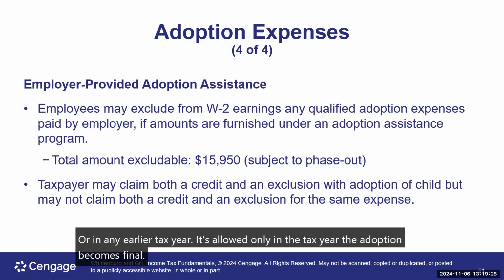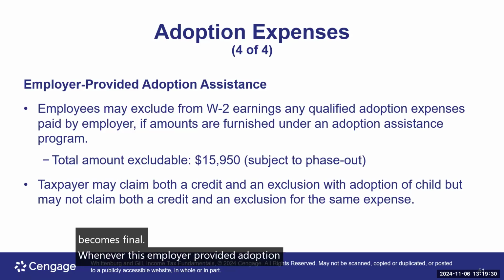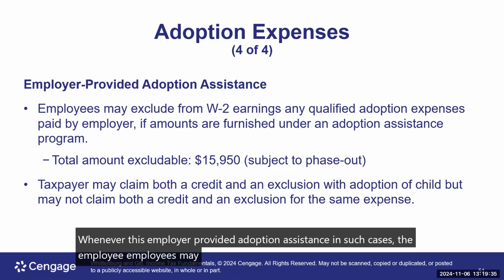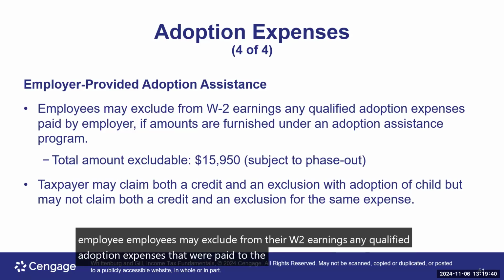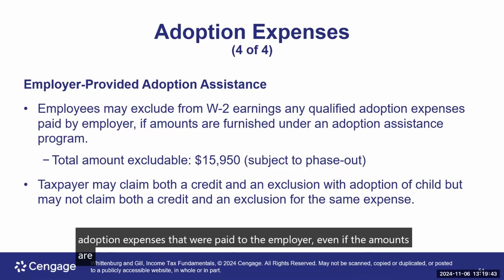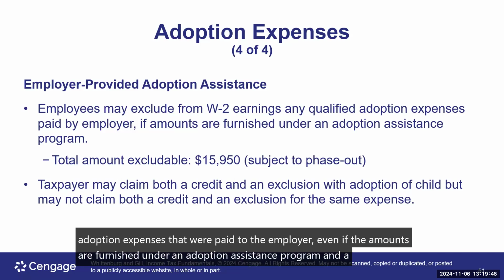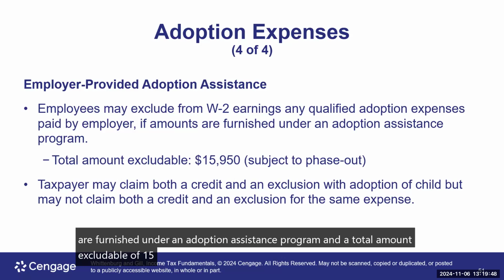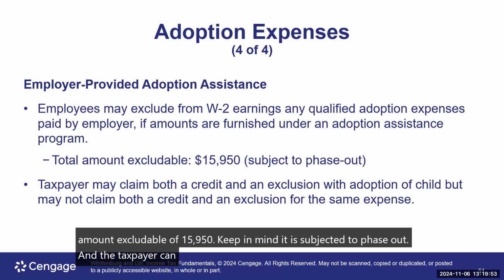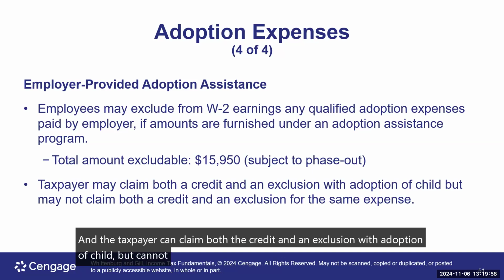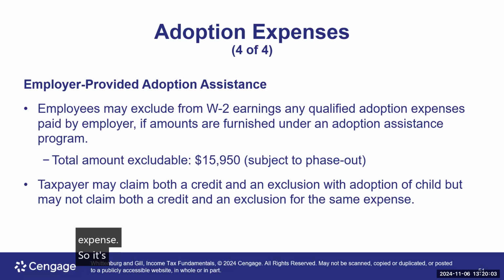Whenever there's employer-provided adoption assistance, employees may exclude from their W-2 earnings any qualified adoption expenses that were paid to the employer, even if the amounts are furnished under an adoption assistance program. The total amount excludable is $15,950, and keep in mind it is subject to phase out. A taxpayer can claim both a credit and an exclusion with adoption of a child, but cannot claim both a credit and an exclusion for the same expense. So it's one or the other.